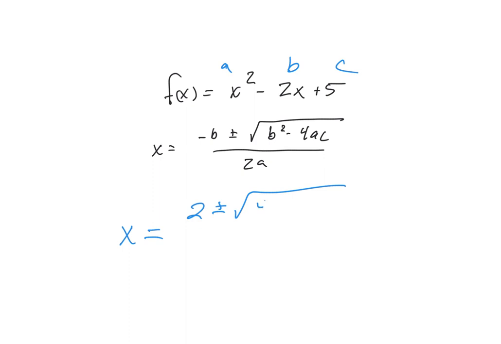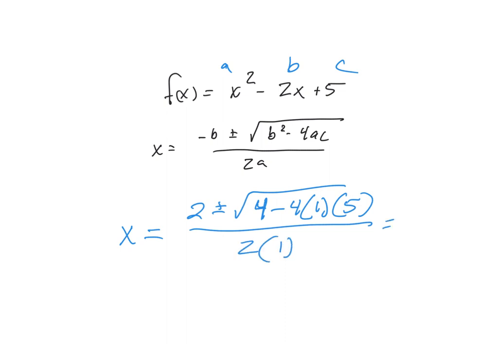Negative 2 squared is positive 4. Be careful, calculators will sometimes tell you it's negative 4, and that's wrong. Minus 4 times a, which is 1, times c, which is 5, all over 2 times positive 1. I'll have 2 plus or minus the square root of 4 minus 20, divided by 2. And now you might start thinking, what's going on here?